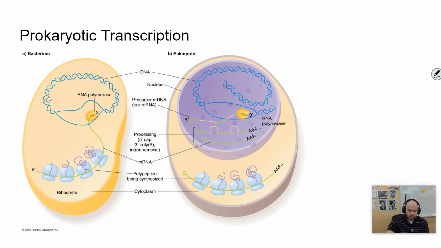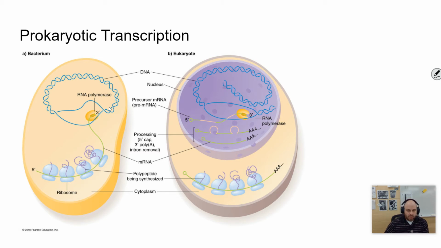To that end, in prokaryotic cells, many times the messenger RNA is being translated even while it's still being transcribed. And so it's happening very, very quickly, as opposed to the eukaryotic cell, which has to be transcribed and then has to leave the nucleus and then has to go through the process of translation.